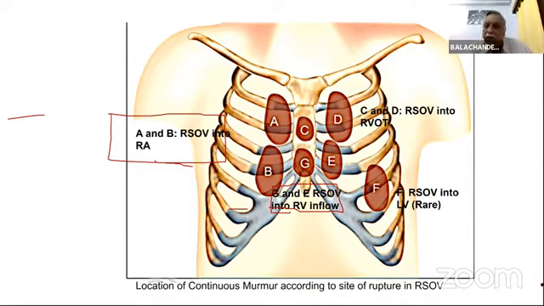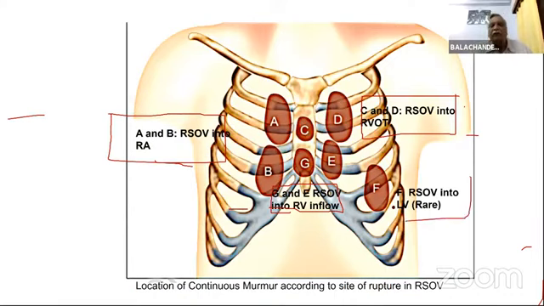Similarly, you have the rupture into the RVOT, which resembles a ductus, and that will be the second left intercostal space, but next best heard in the third left intercostal space. For ductus, it is the second left intercostal space, next best heard in the infraclavicular region. And of course, if you hear it at the apex, it is very rare to get it into the LV.